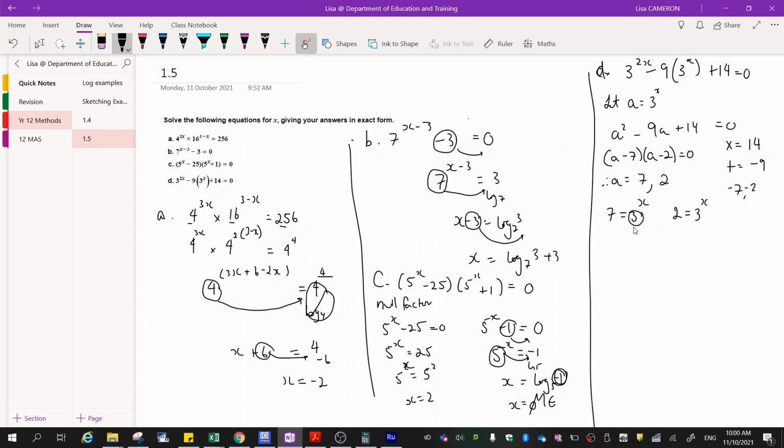Okay, so now I can take this one across. It was a base over here, so it's the base of the log. So x will be equal to log base 3 of 7. And in the next one, x will be equal to, it's a base here, so it's a base over there, log base 3 of 2. Okay, so they're the two options that x can be.